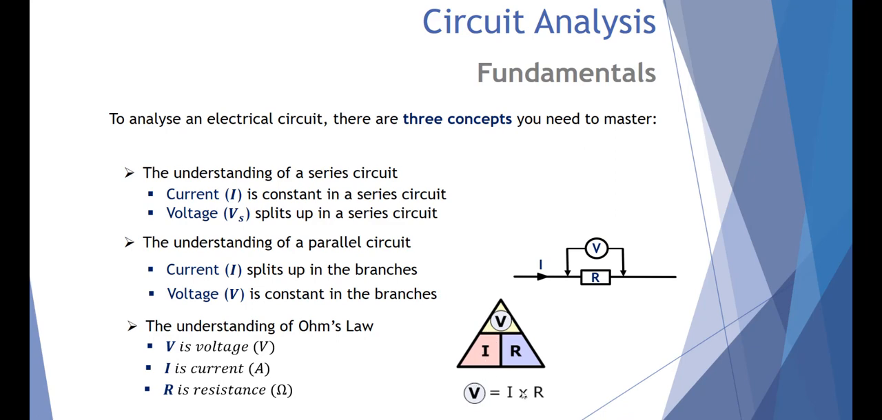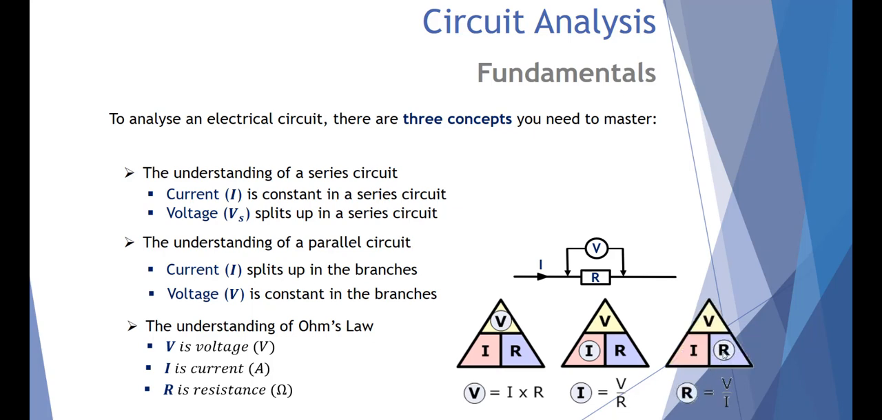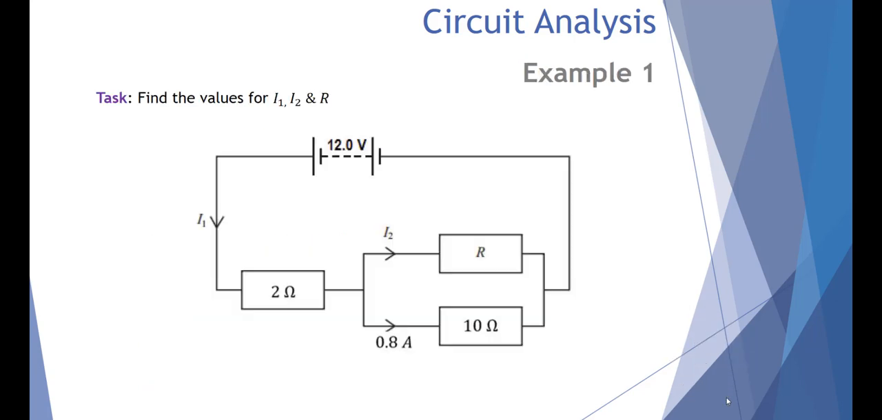First option is V equals IR. Second alternative, we want to make I the subject: I, the current, is equal to the voltage over the resistance. And finally, we're after the resistance, it's equal to the voltage divided by the current. So let's look at one or two examples.